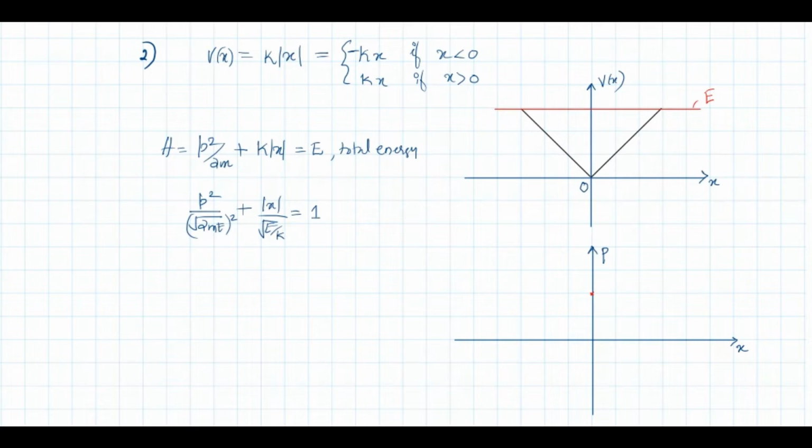Then as x value increases, its potential energy is increasing linearly. Okay, linearly. That means its kinetic energy will decrease linearly, and hence your momentum will also decrease, but not linearly. Okay, it's p square that decreases linearly. So p will decrease something like this.